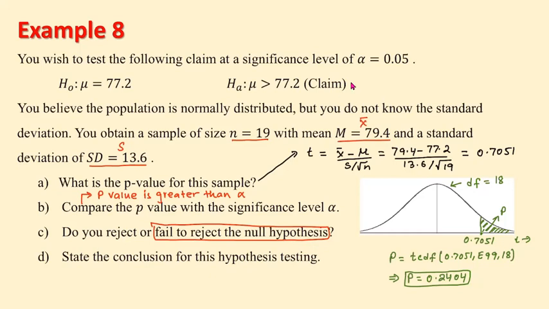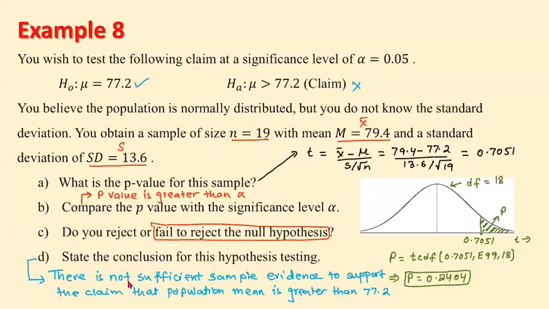Instead, we are rejecting the claim up there. We are rejecting the claim and we are supporting the null hypothesis. So that is the meaning of that. We fail to reject the null, and we reject the claim. That means there is not sufficient evidence to support this claim at the 5% significance level. So the conclusion will be: there is not sufficient sample evidence to support the claim that the population mean is greater than 77.2. We don't have the evidence to support this claim.